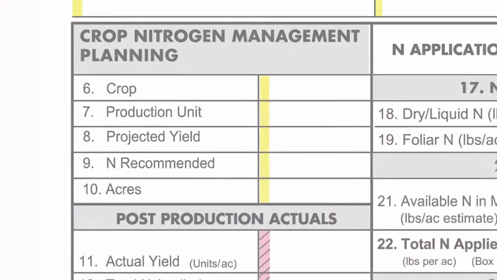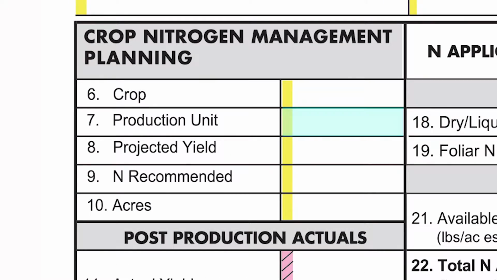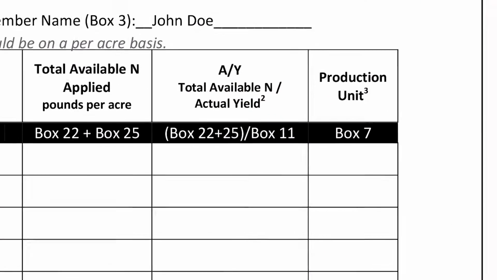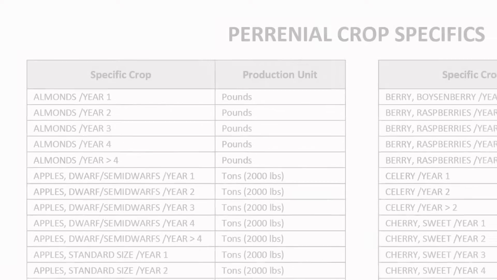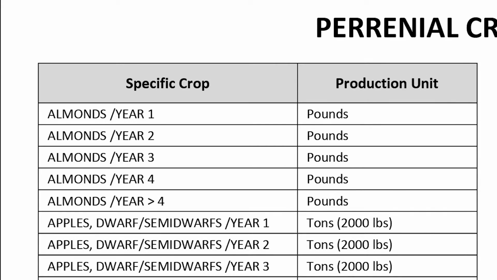Finally, fill in the production unit from box number 7 of your worksheet for the yield reporting unit. These are indicated in the crop-specific sheet. If you are uncertain of the yield reporting unit, use pounds.